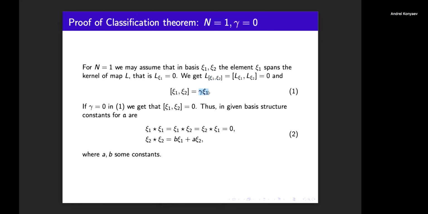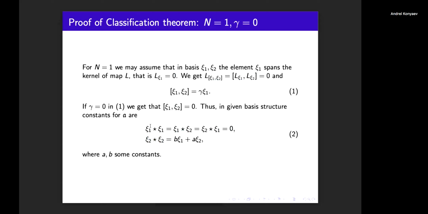And this gamma is a parameter which we add to our formulas. If gamma is 0, then those two commute, and we get, as I said before, xi1 times xi2 equals 0, but they commute, so xi2 times xi1 is also 0, so we have all the zeros. And for xi2 times xi2, we do not actually know anything. So we just take two parameters b and a, and write them in this formula. So basically, this is what we're starting with.